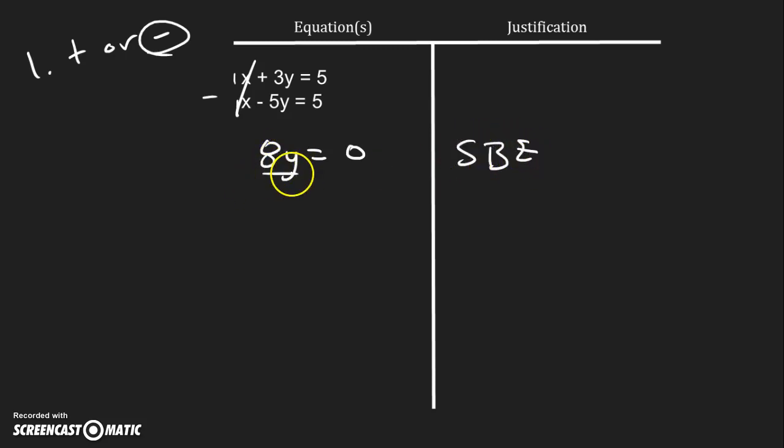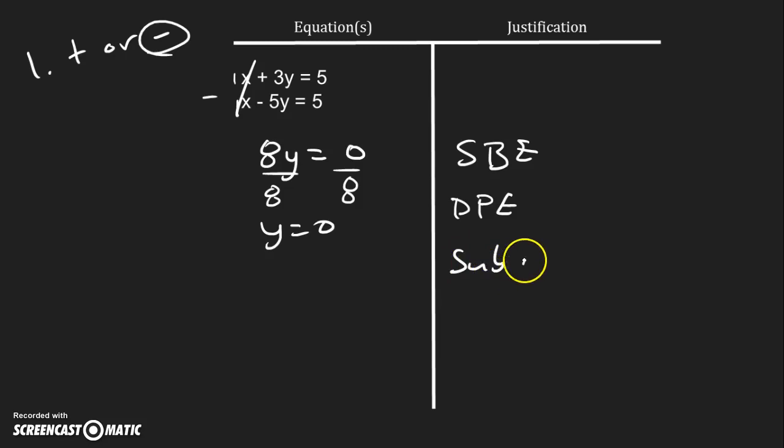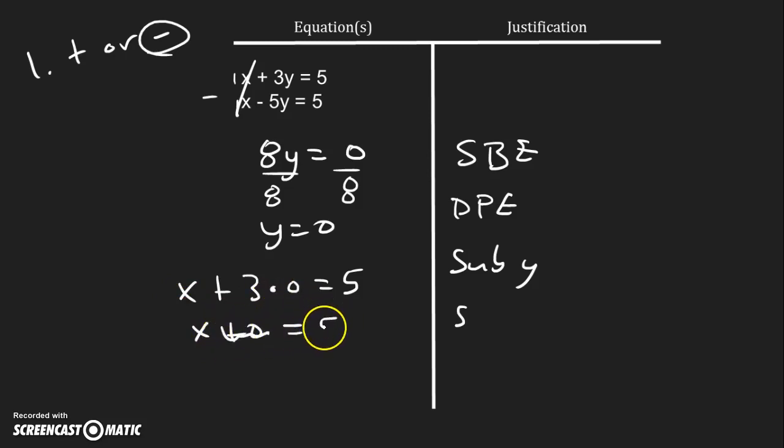And now we can solve for y. So let's go ahead and divide by 8. Divide by 8. And we already know that y equals 0. So we're going to substitute y now. Which equation should we use? I'm going to use the top one because they've got smaller numbers. So we've got x plus 3 times 0 equals 5. Now we can simplify and solve. So let's simplify. We've got x plus 0. We already know that plus 0 doesn't matter. So x equals 5. Write our answer as a coordinate point, and we get 5, 0.